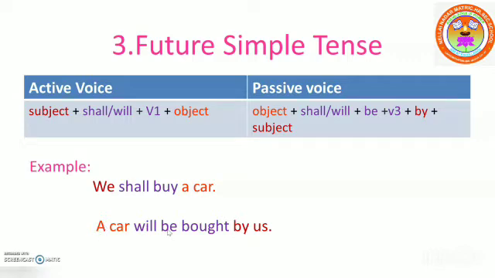And in this simple future tense, we add the word be after the future verb will or shall. And followed by this, we use the third form, that is past participle.